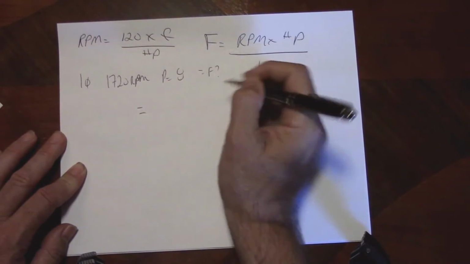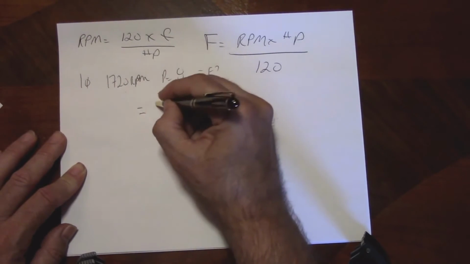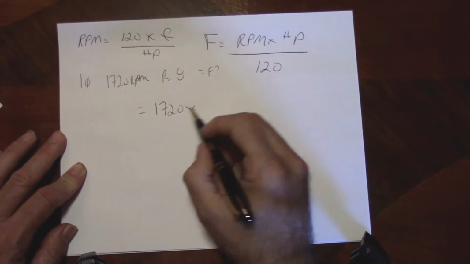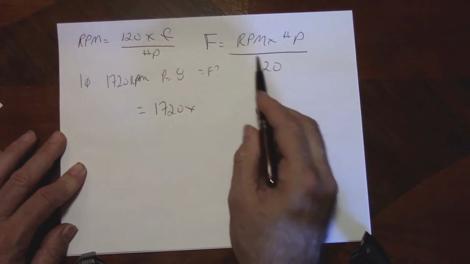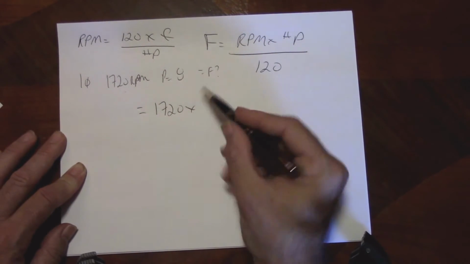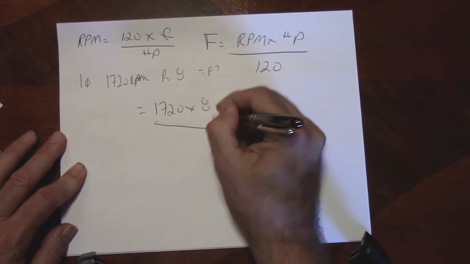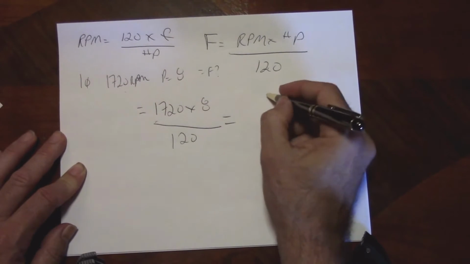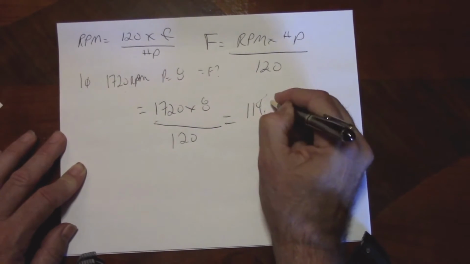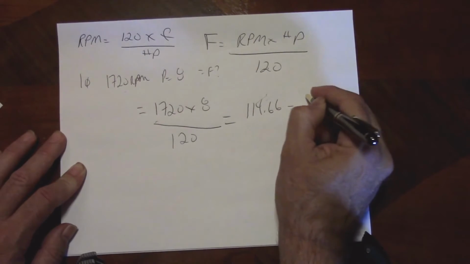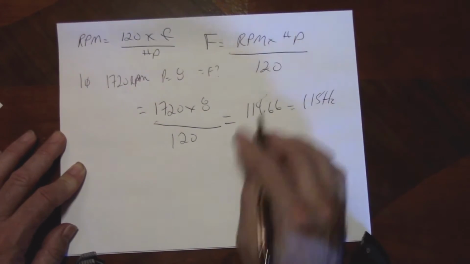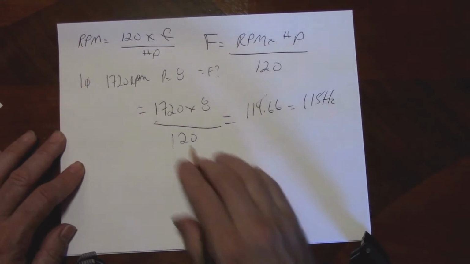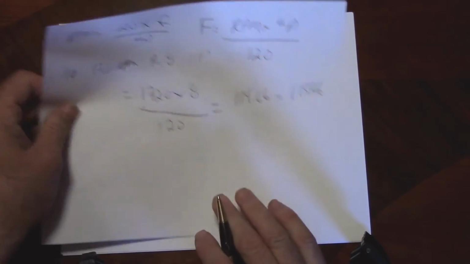So we know frequency equals RPM, which is 1720, times my number of poles, 8, and we're going to divide that by 120. Therefore, my frequency now becomes 114.66. I can round that off to 115 hertz. Pretty straightforward. Alright?